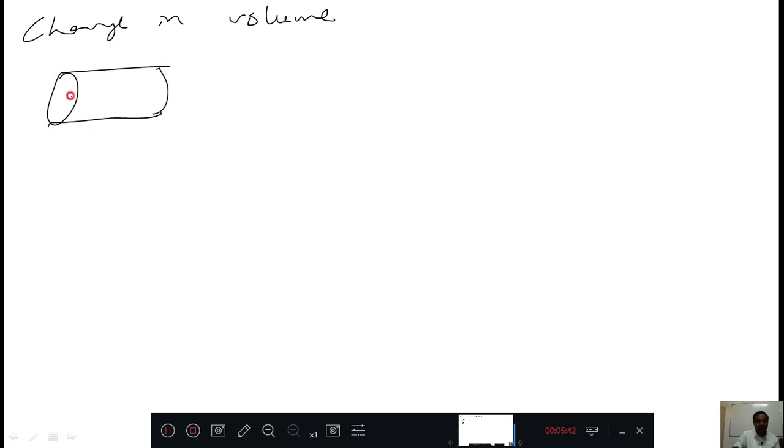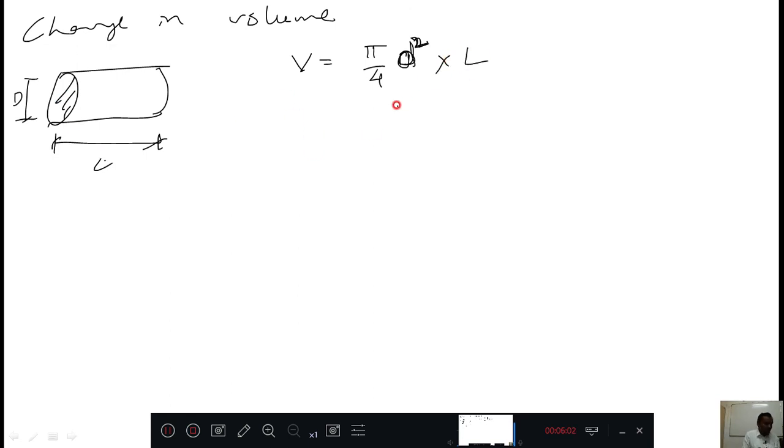Little involved. That is change in volume. Expression for change in volume. Here we know that for a cylinder, what is the volume of the cylinder? If it is the length L and the diameter D, then the total volume will be equal to pi by 4 into d square. This is the area. Area into length is your volume.